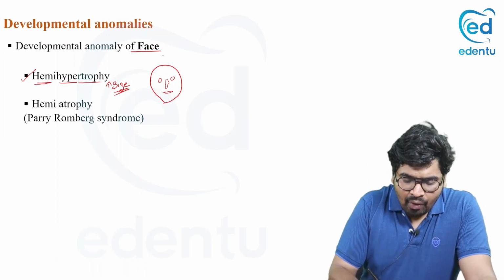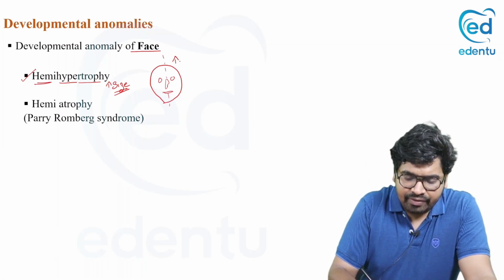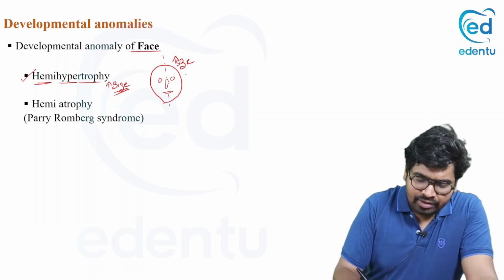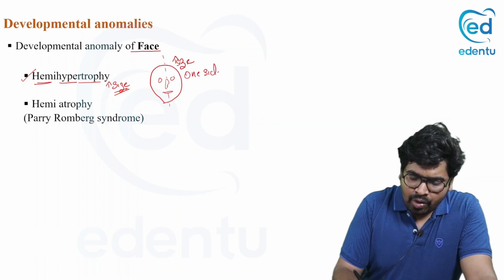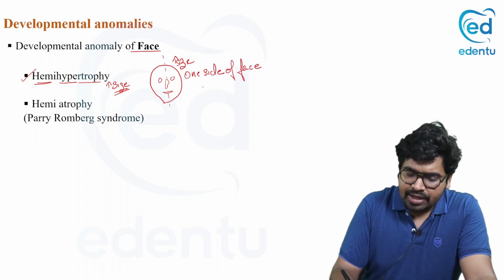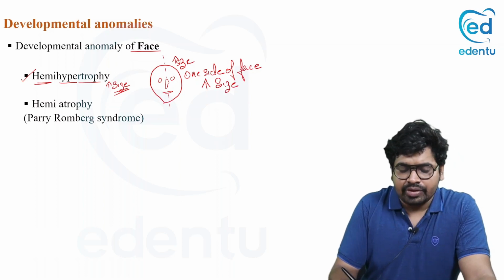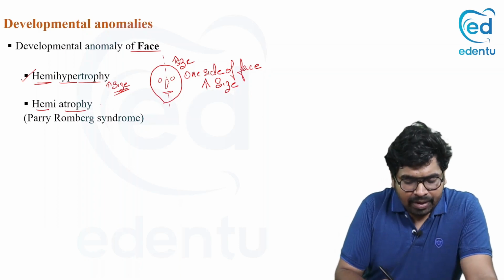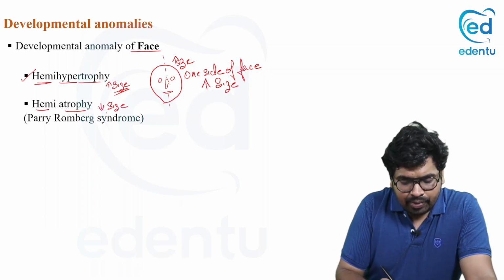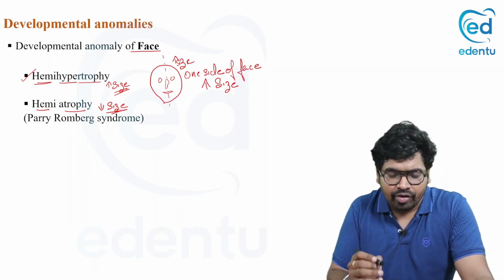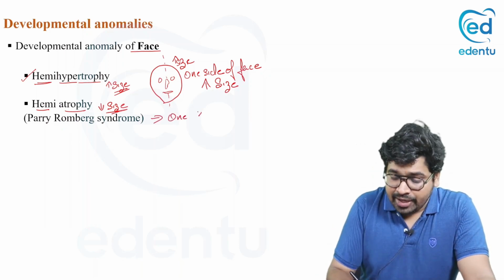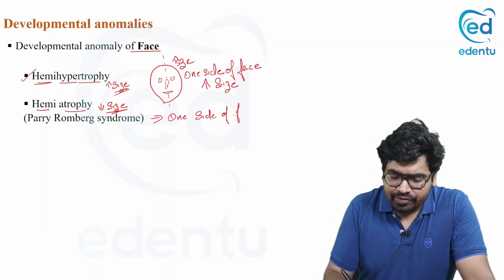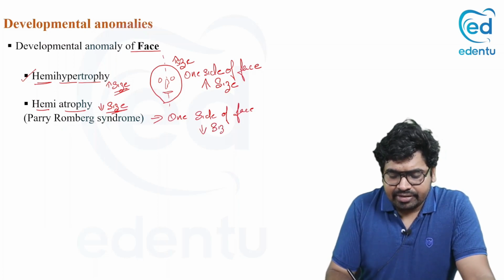Hemi means one side of the face is having increased size. So hemihypertrophy is one side of the face increasing in size. And what about hemiatrophy? Atrophy means reduction in size. So hemiatrophy is when one side of the face is reduced in size, or atrophied.